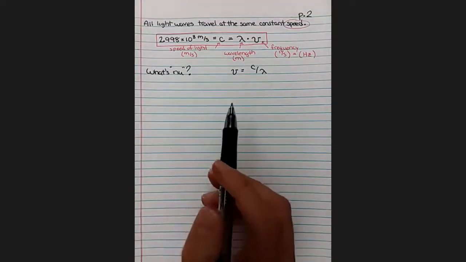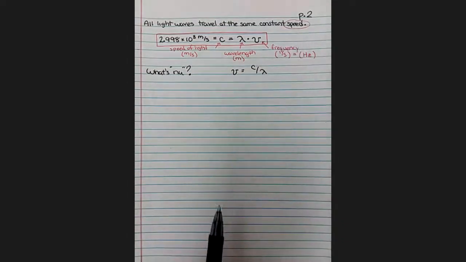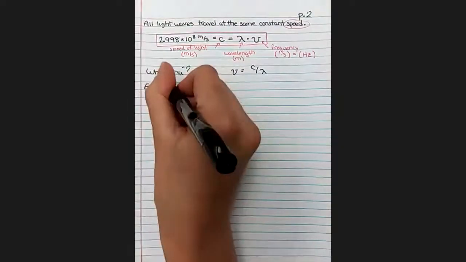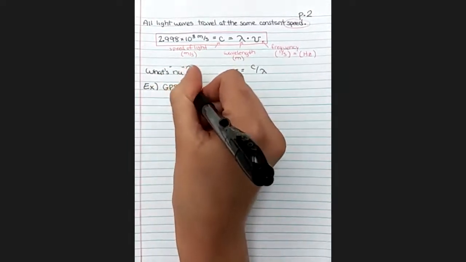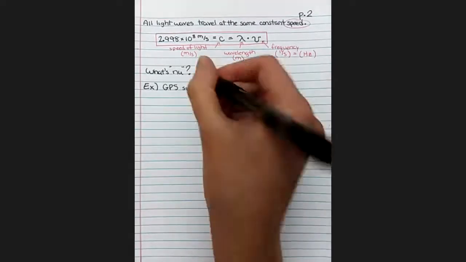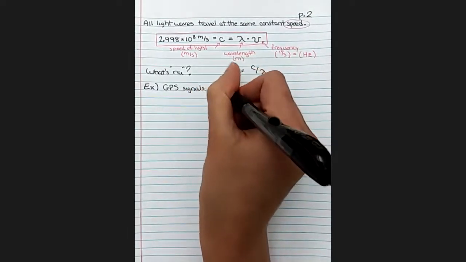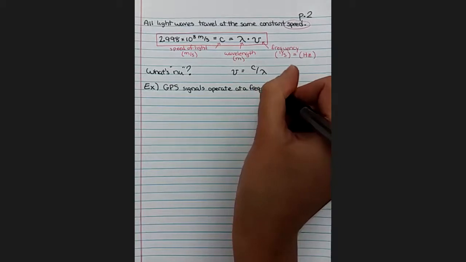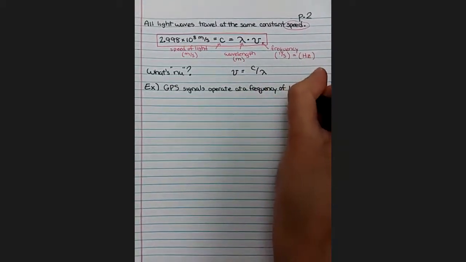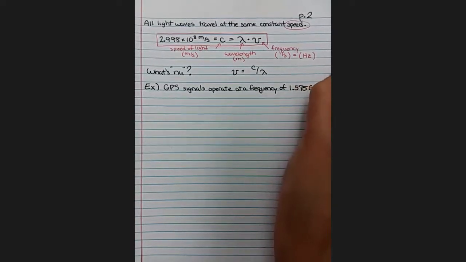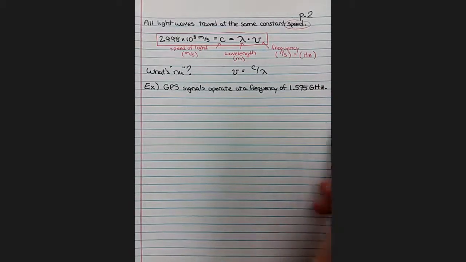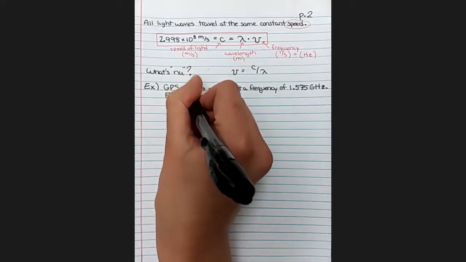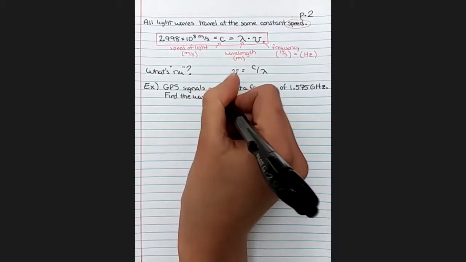All right, so we've got frequency, wavelength, amplitude, speed, and now we're going to have an example of speed to make sure we can use this formula. So let's look at the wavelength of GPS signals. GPS signals operate at a frequency that is very low, 1.575 gigahertz. So hertz is a unit just like seconds or meters. You can add prefixes to it. So find the wavelength of this GPS wave in meters.